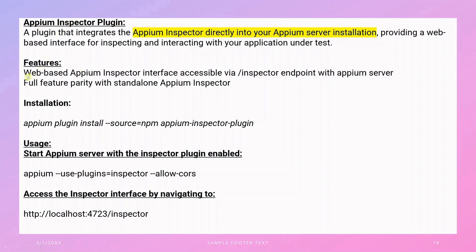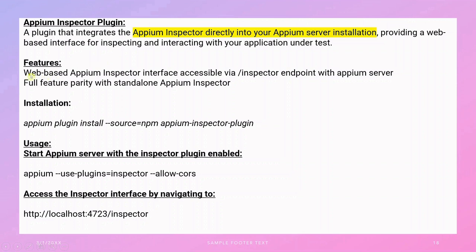And what are its features? See, web-based APM inspector interface accessible via inspector endpoint with the APM server. Means when I'm starting the APM server, then only I need to activate this plugin here. And this web-based APM inspector will provide the full feature set as we have in the desktop standalone APM inspector. See what are the options available in the APM inspector desktop application. All the options will be available when you are using this APM inspector plugin.